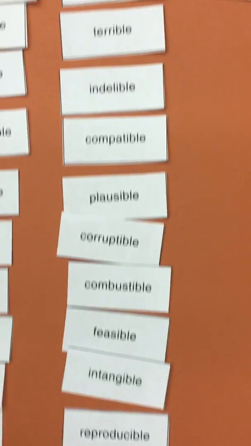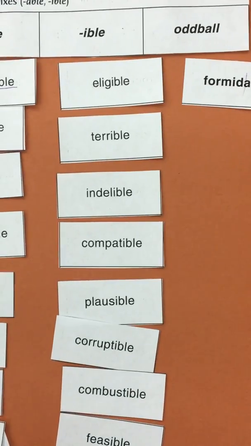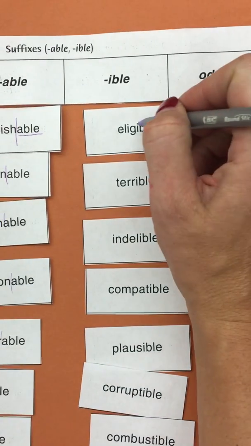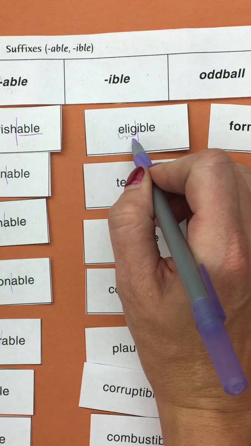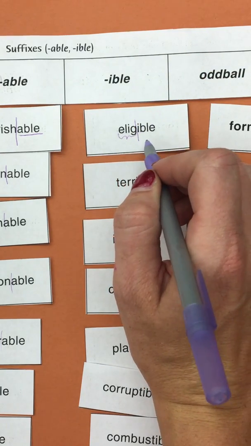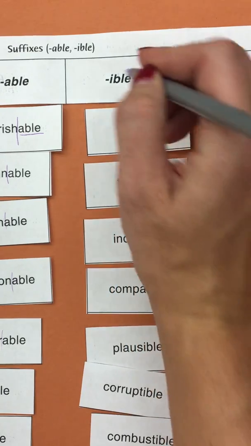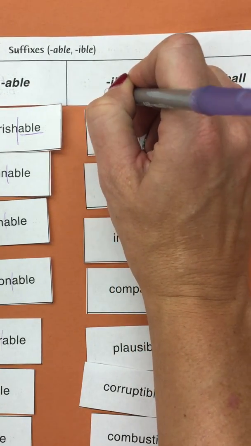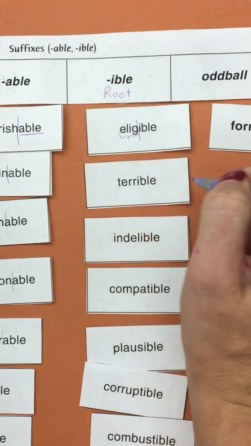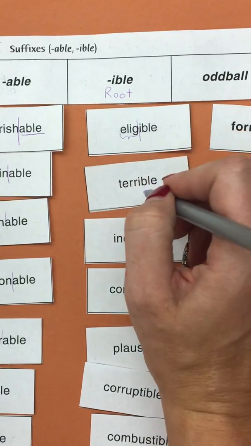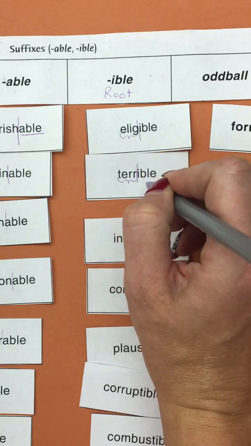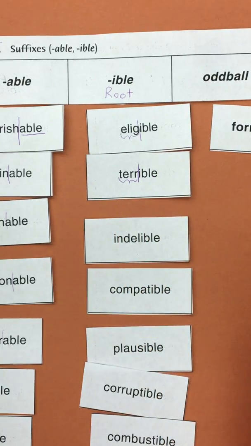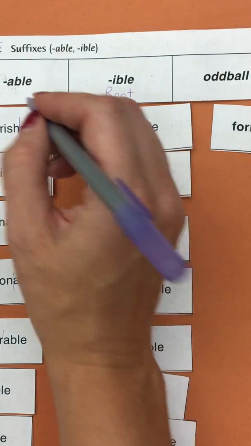Notice the difference over here in our ible with an I. When I break that part off, I'm not left with a word by itself. I'm left with just a root of a word. Here, the ible with an I is added to roots of words. Like terror is not a word by itself. So that's just a root.